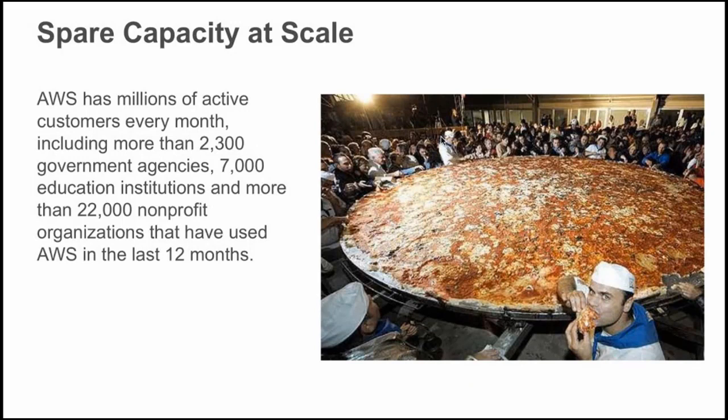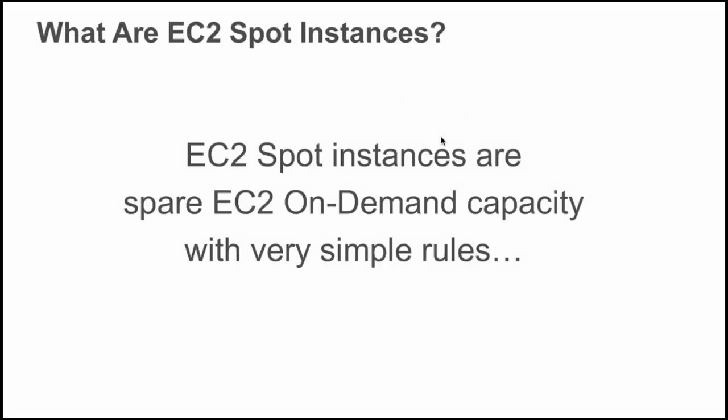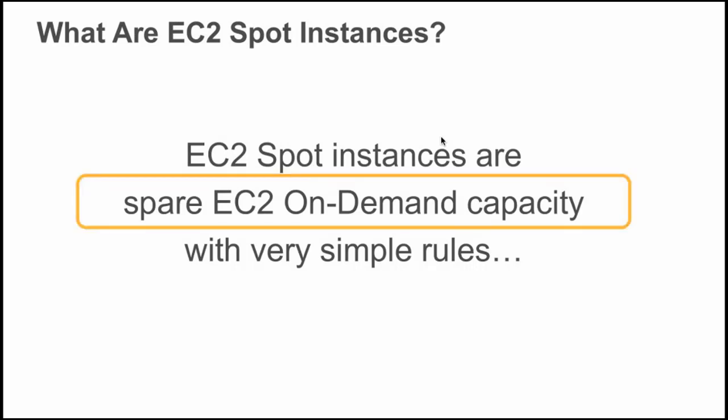AWS has a significant amount of spare capacity at scale. We have millions of customers running every month. We need to have capacity in our data centers to allow our customers to spin up and spin down workloads in real time. It's what the cloud was made for. But what are Spot instances specifically in all of this capacity? Spot instances are simply spare EC2 on-demand capacity with a couple of very simple rules.